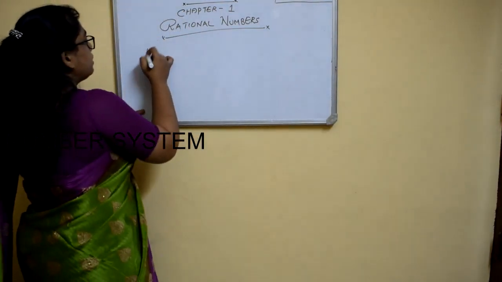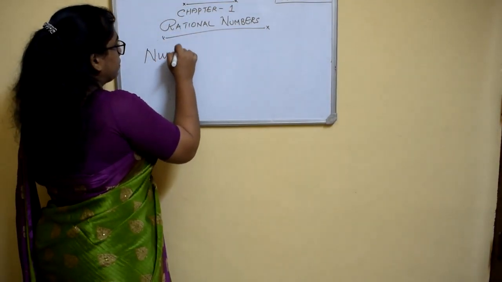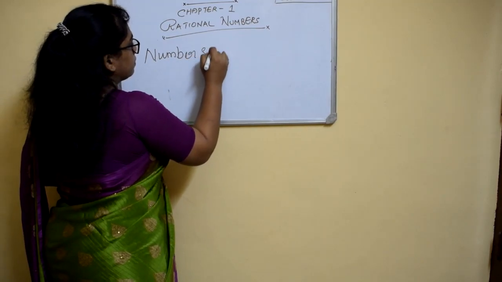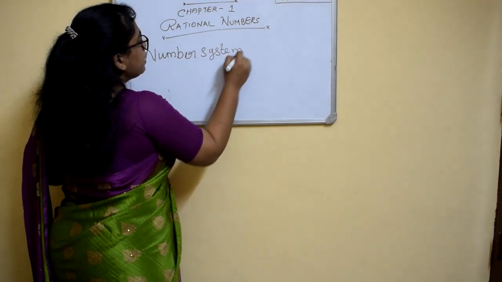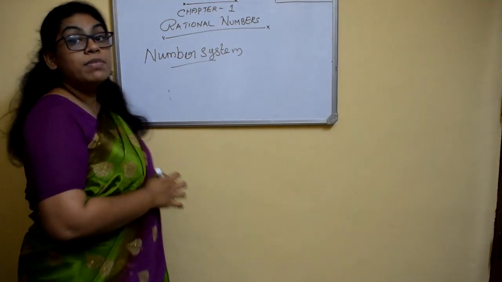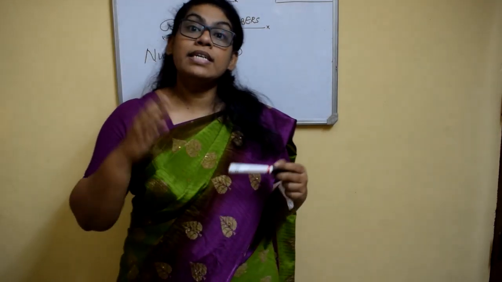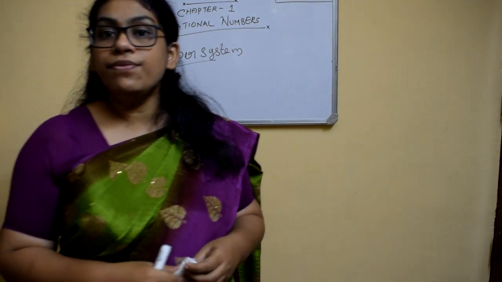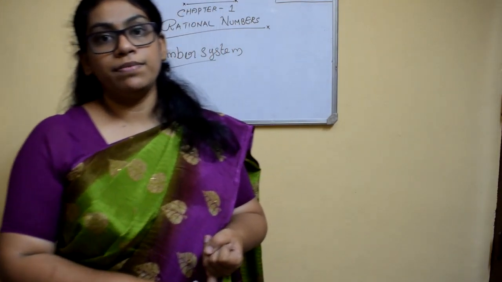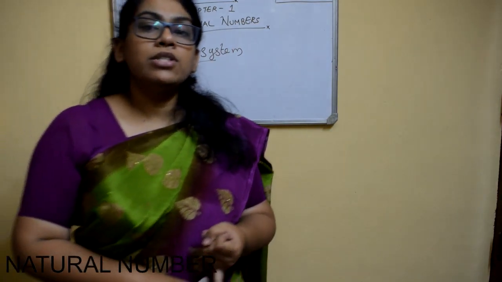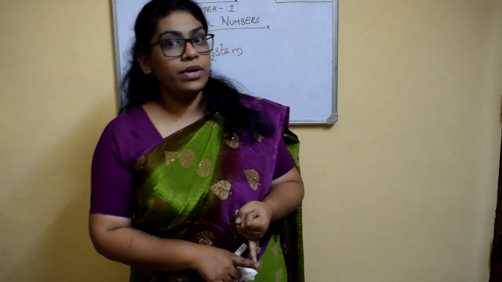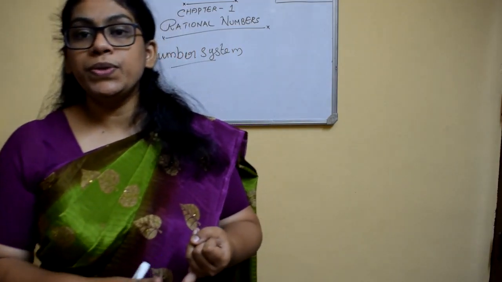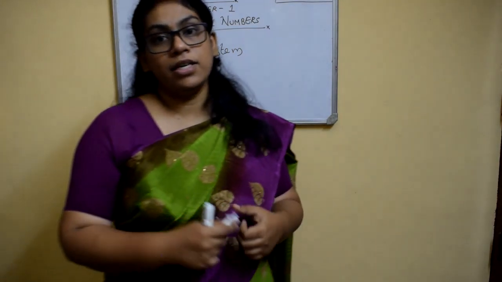What is a number system? A number system is a set of numbers. There are different sets of numbers. The first one is the natural numbers. What is a natural number? Natural numbers are also known as counting numbers. 1, 2, 3, etc. are the natural numbers.